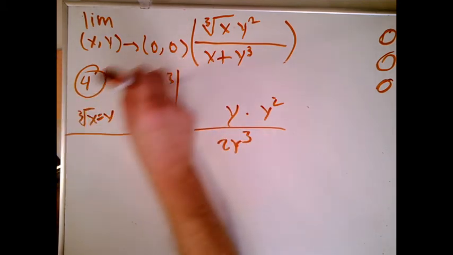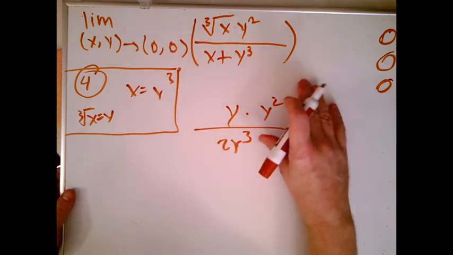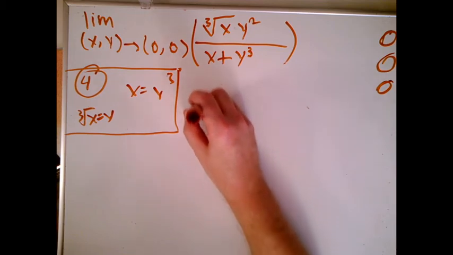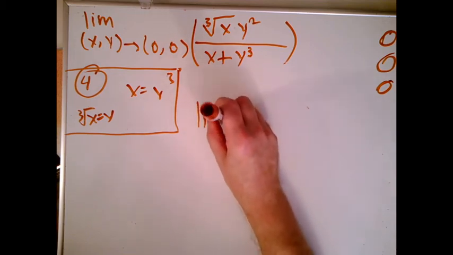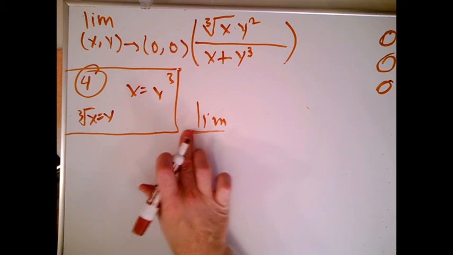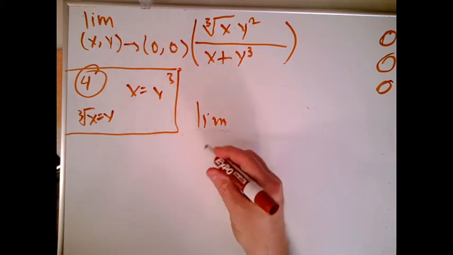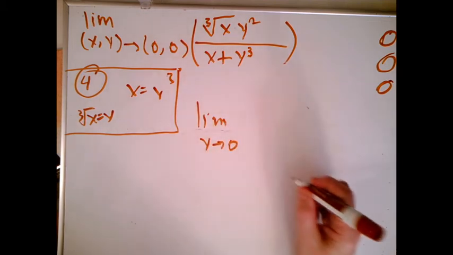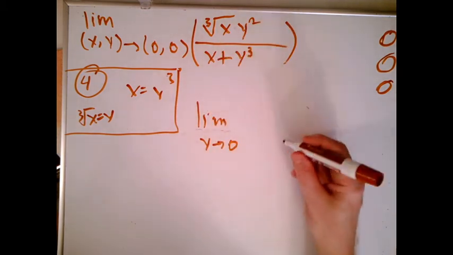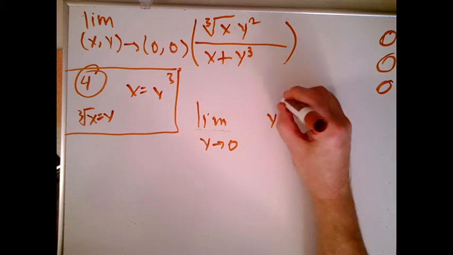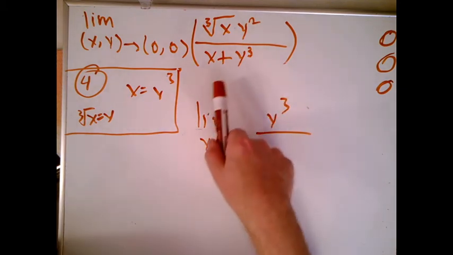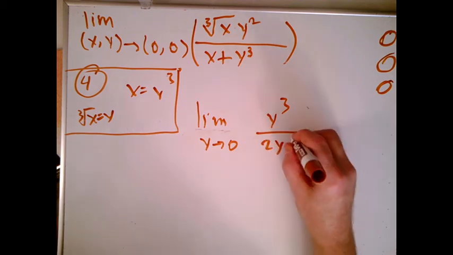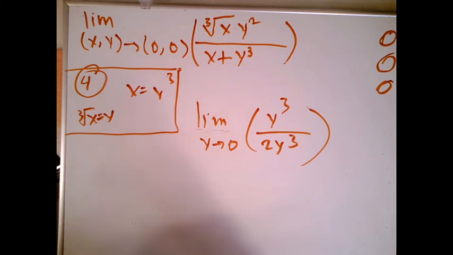We want the limit. Not limit infinity. We want the limit as y goes to 0 because our variable is now y. And what did we decide the top was? That could be y times y squared. That's y cubed. The bottom was y cubed plus y cubed. That's 2y cubed. And we're back to Calc 1.